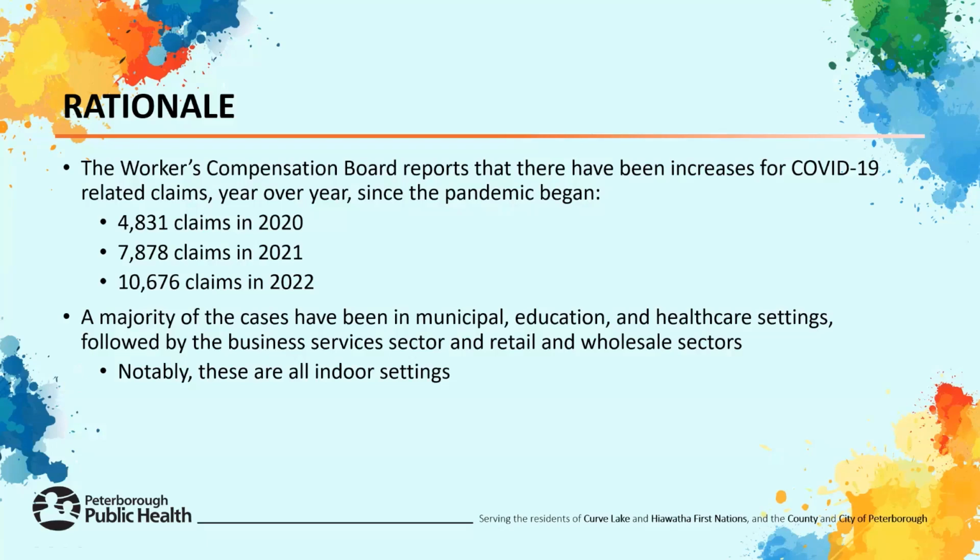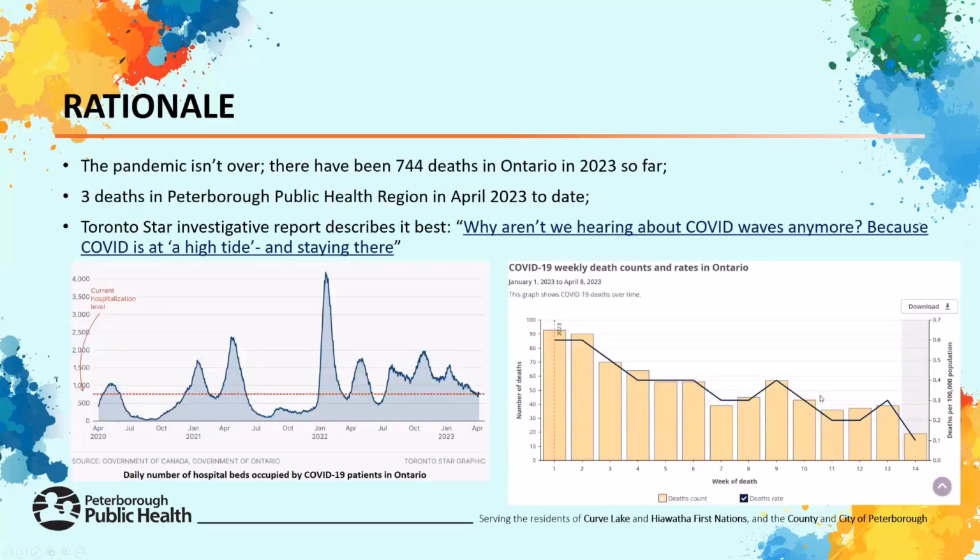There's been significant transmission in workplace settings, right? Workplaces, education, indoor settings is where outbreaks happened. And so from a workplace health standpoint, trying to stop and prevent these transmissions and these outbreaks is really quite critical. Again, I mentioned the pandemic's not over. There's been nearly 800 deaths in Ontario in 2023 so far. In my region, in Peterborough Public Health region, a small region, there've been 3 deaths in April due to COVID-19 so far. And it's significant.